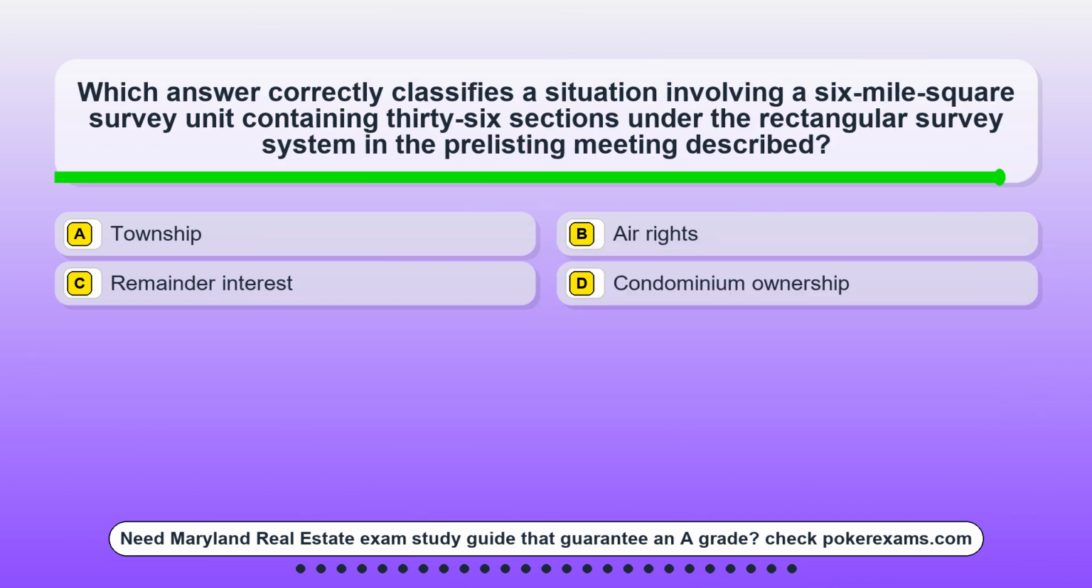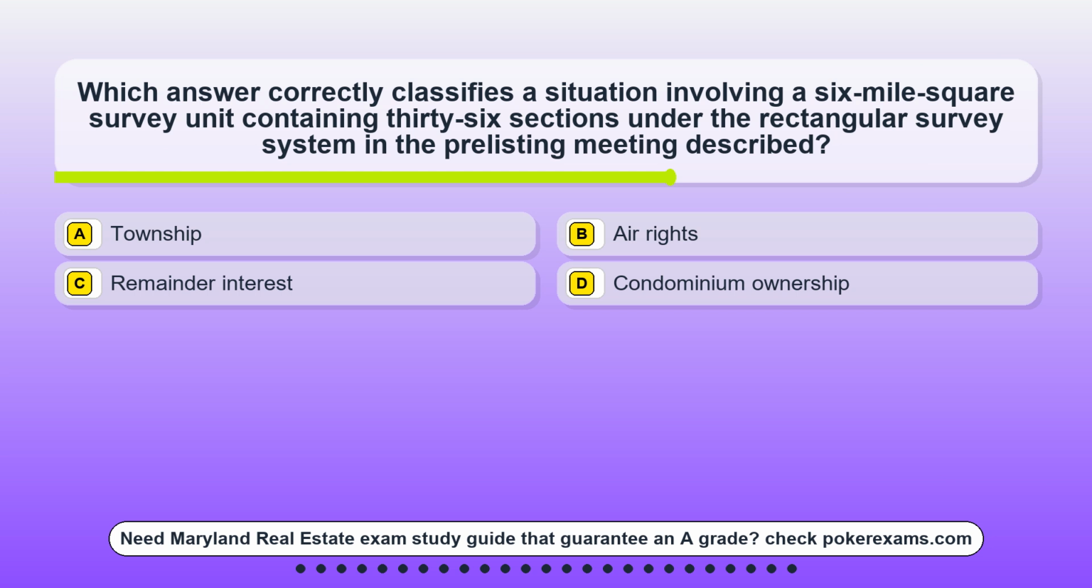Question 3. Which answer correctly classifies a situation involving a 6-mile-square survey unit containing 36 sections under the rectangular survey system in the pre-listing meeting described? Option A, township. Option B, air rights. Option C, remainder interest. Option D, condominium ownership.